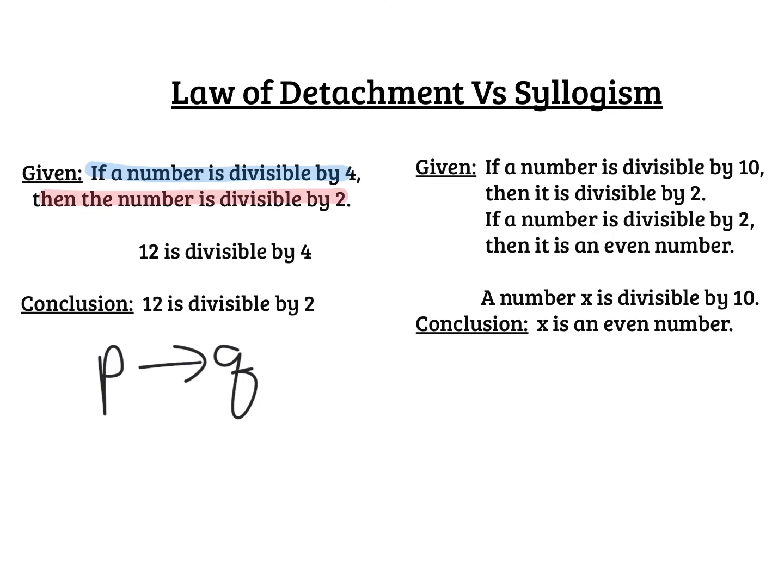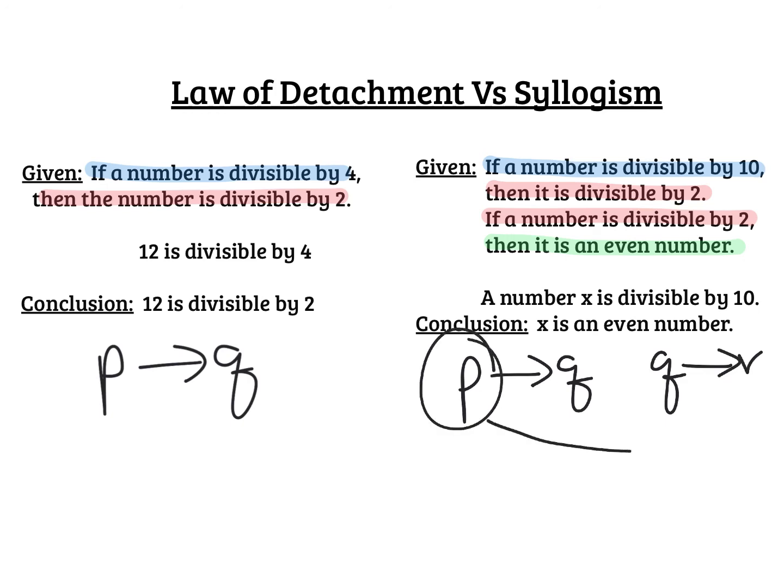Syllogism has multiple. If you look at syllogism, we have if a number is divisible by 10, then it's divisible by 2. If it's divisible by 2, then it's an even number. There's multiple layers to this, and that's why we have P, Q, and R. So P implies Q, Q implies R. Therefore, we can say P is going to imply R. We can skip Q altogether and say P implies R.